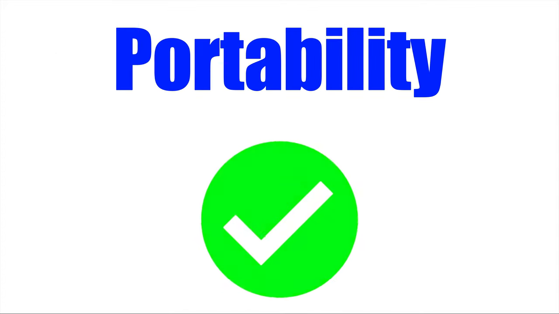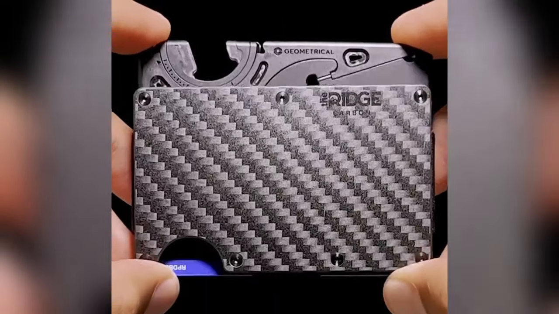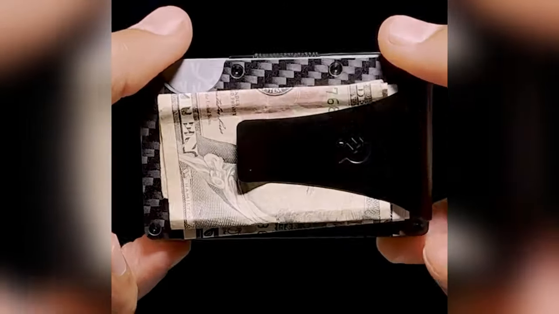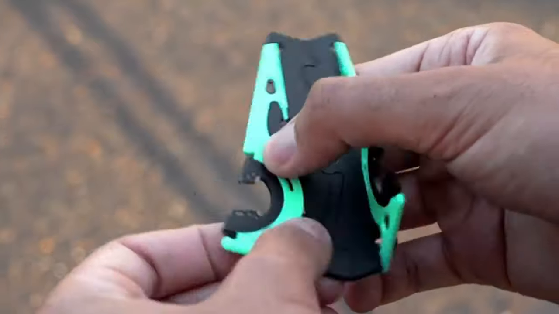Okay, let's check out what I like about this phone stand. Portability. The first standout feature of this device is that it's incredibly portable. The credit card size design makes it perfect for carrying in your wallet or in your pocket. It takes just seconds to set up, so whenever you need it at a moment's notice, it's there and ready.